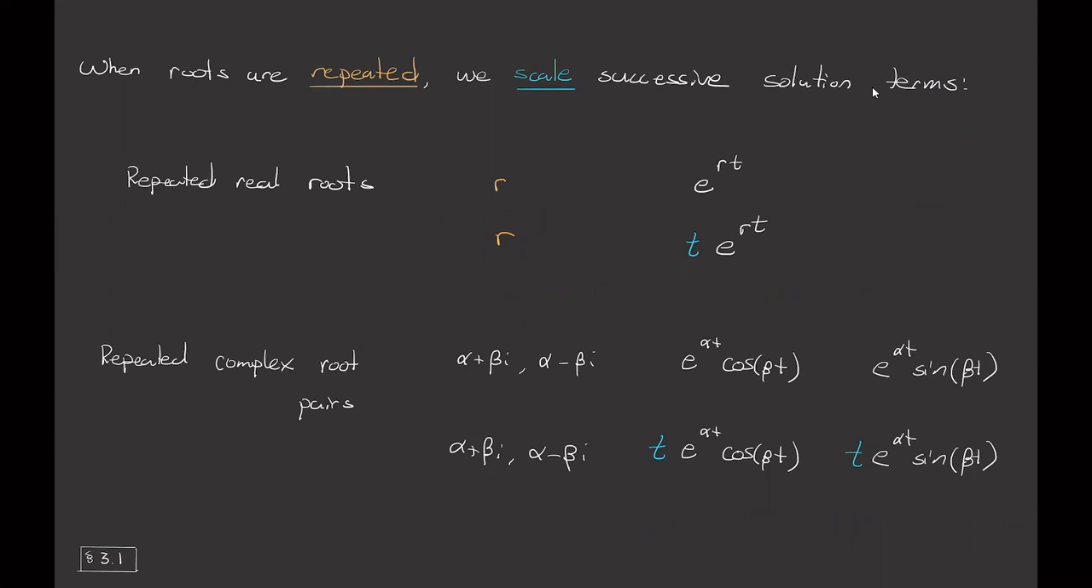And we can keep doing this. So if a single root is repeated like 5 times, we can just keep scaling up. The one after this would be t squared, which we'll see in a second, and then t cubed and so on.